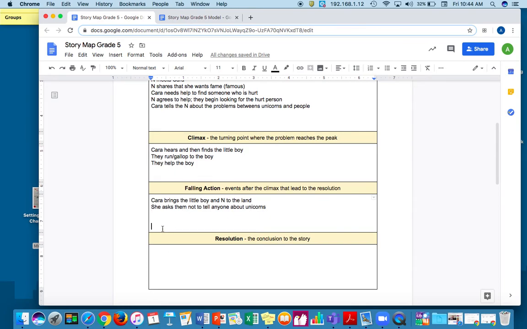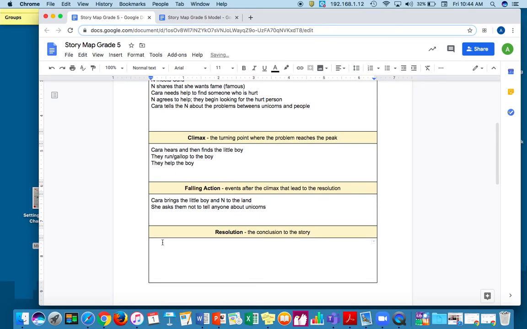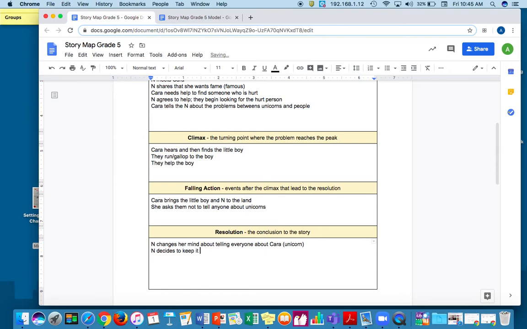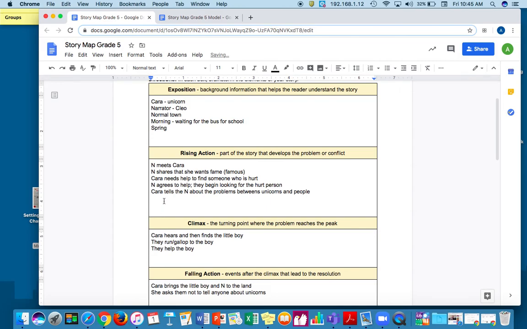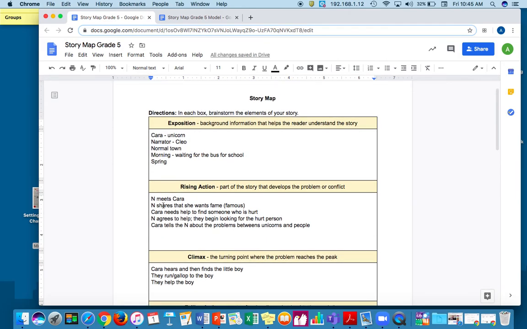Our resolution. At the end of the story, the narrator changes her mind about telling everyone about Kara being a unicorn, and she decides to keep it a secret. This is the overall plot for My Secret Hero.